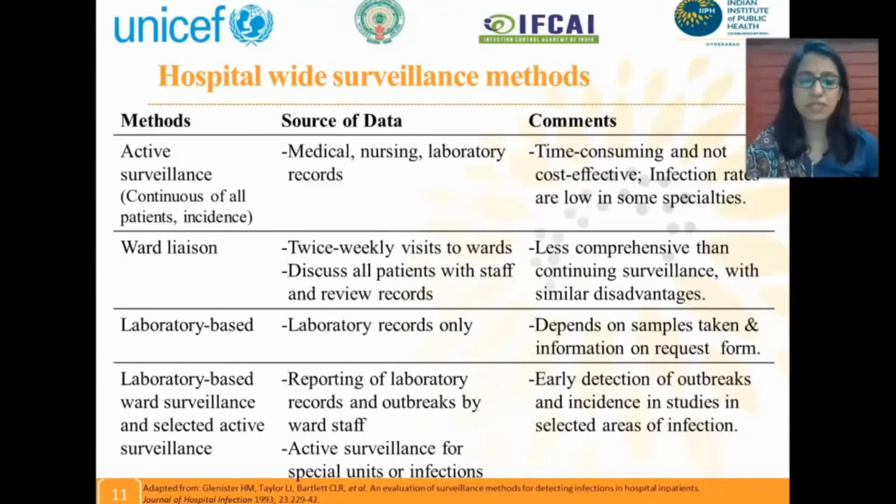So in absence of resources, you can look at ward liaisons. Then they can be laboratory based, where you look at only laboratory records, or it can be mixed. So mixed is the best approach based on the parameters that you want to do surveillance for. You look into laboratory based surveillance mixed with ward based and also some aspects of active surveillance. This approach is highly effective in detection of outbreaks and computing incidence of the diseases.